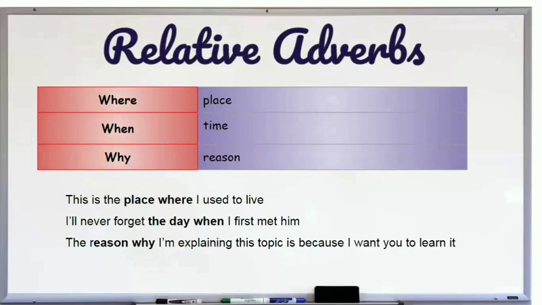And last, why is used to give a reason, usually after the word reason. It can either be replaced by that or can be omitted, okay? So the reason why I'm explaining this topic is because I want you to learn it. Again, as you can see here, why is modifying reason. So not any reason, but the reason why I'm explaining this topic. So it's modifying a noun.